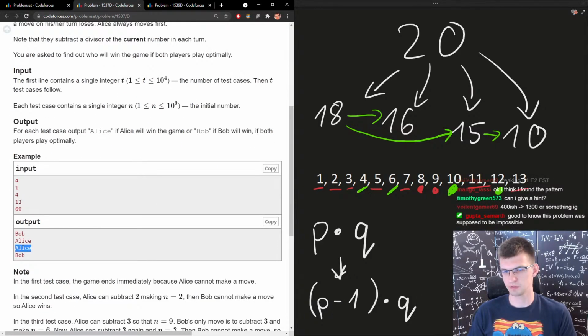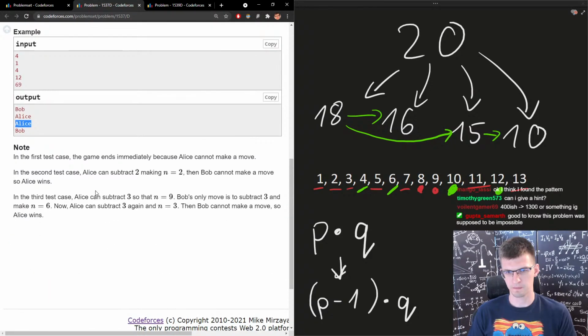For 12, this is a winning state, because in particular I can move to 9, I agree.